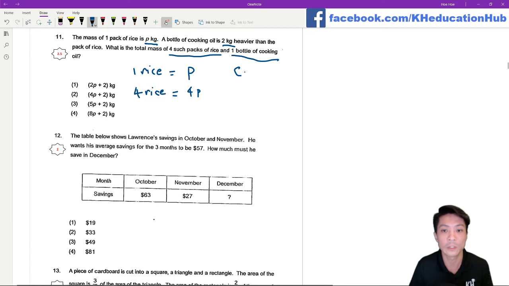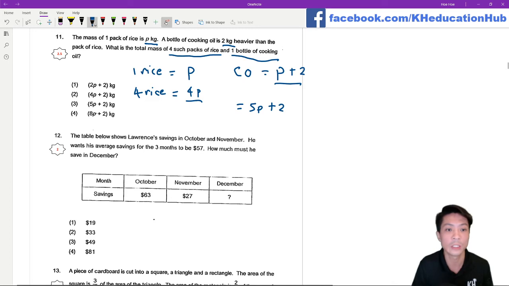Okay, and for the cooking oil, since it is 2 kg heavier than a packet of rice, it will be P plus 2. Okay, we're going to add these 2 together, which will give me 5P plus 2 kg. Okay, answer is number 3.